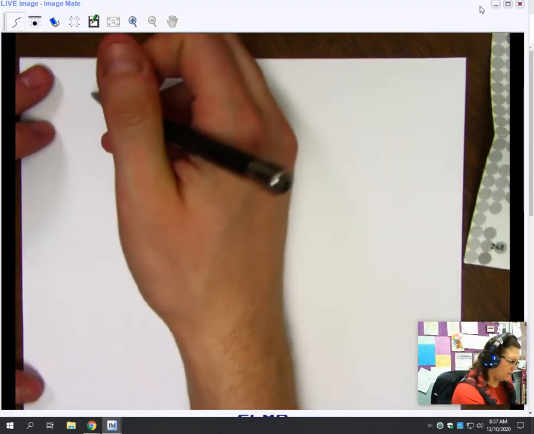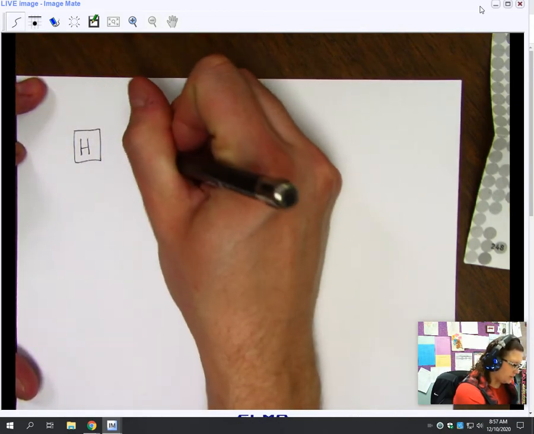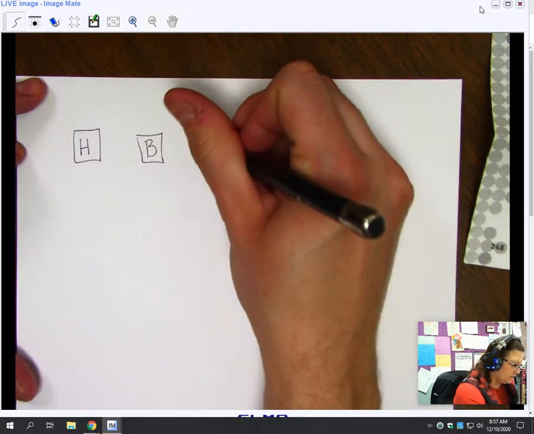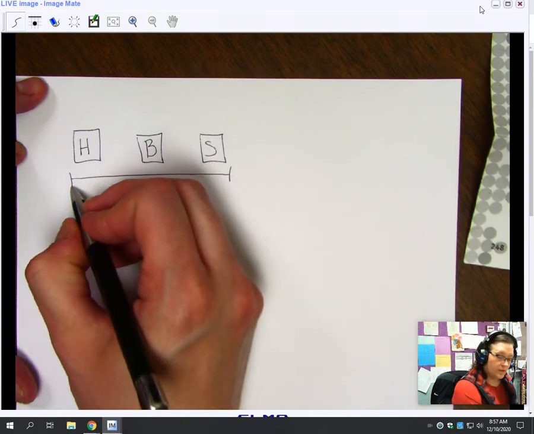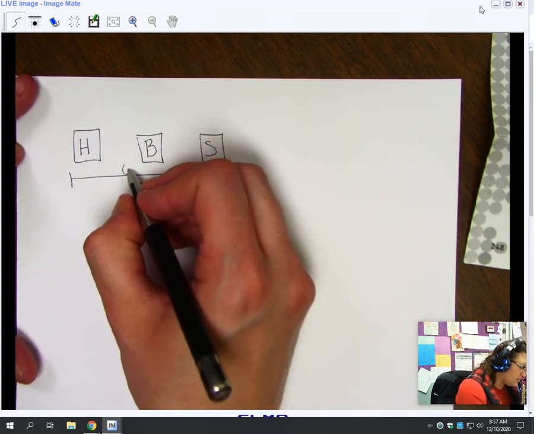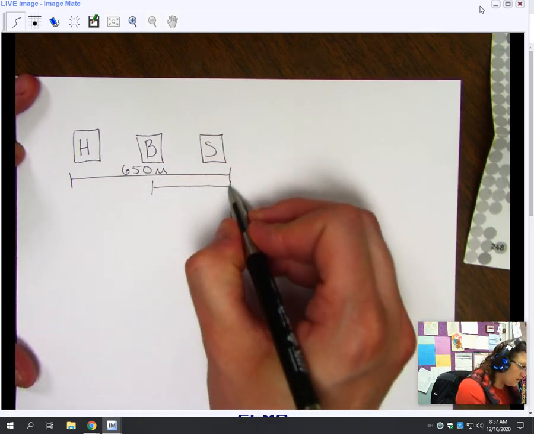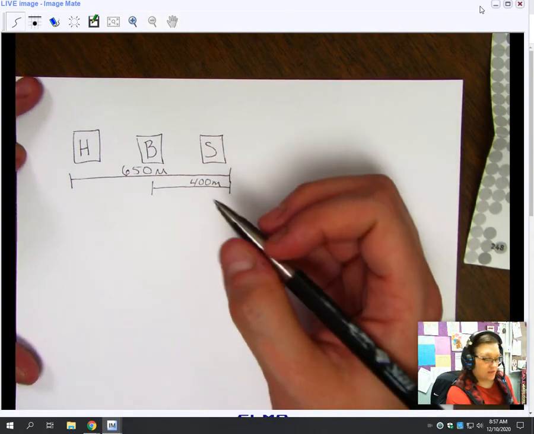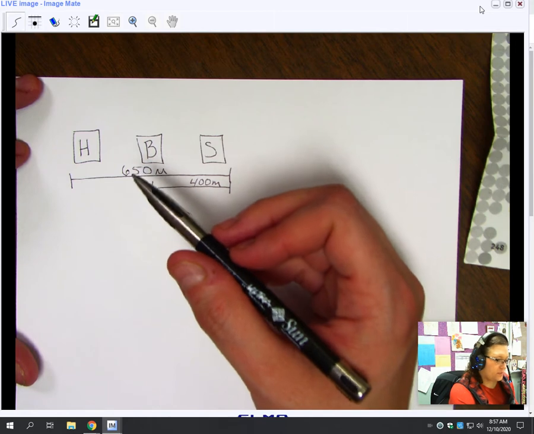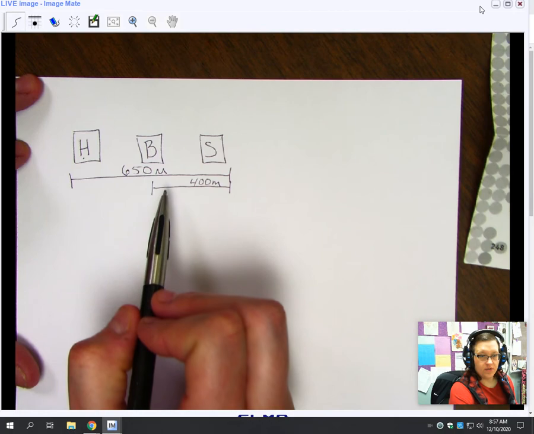So question number 1 talks about someone going to school. They're at home, they have a bus stop, and then they have the school. The story problem tells you the total distance from home to school is 650 meters. And then it tells you from the bus stop to school is 400 meters. But the question asks you their speed between home and the bus stop, which is not either of these numbers.